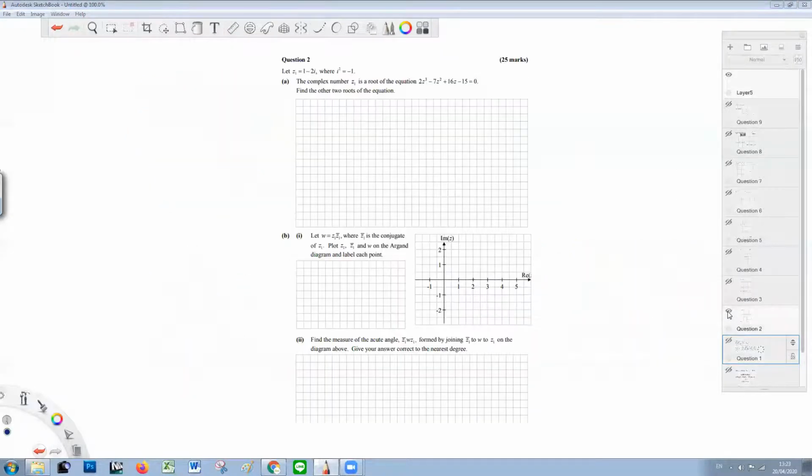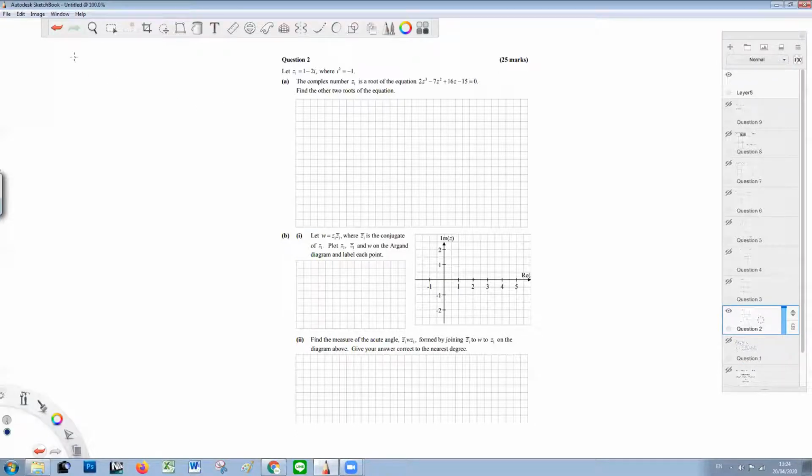All right, so the next one. We have let z1 equal 1 minus 2i. So it's a complex numbers question where i squared is equal to minus 1. So i squared is always equal to minus 1. The complex number z1 is a root of this. Find the other two roots of the equation. So an important thing to know with complex numbers is we should have a complex conjugate.